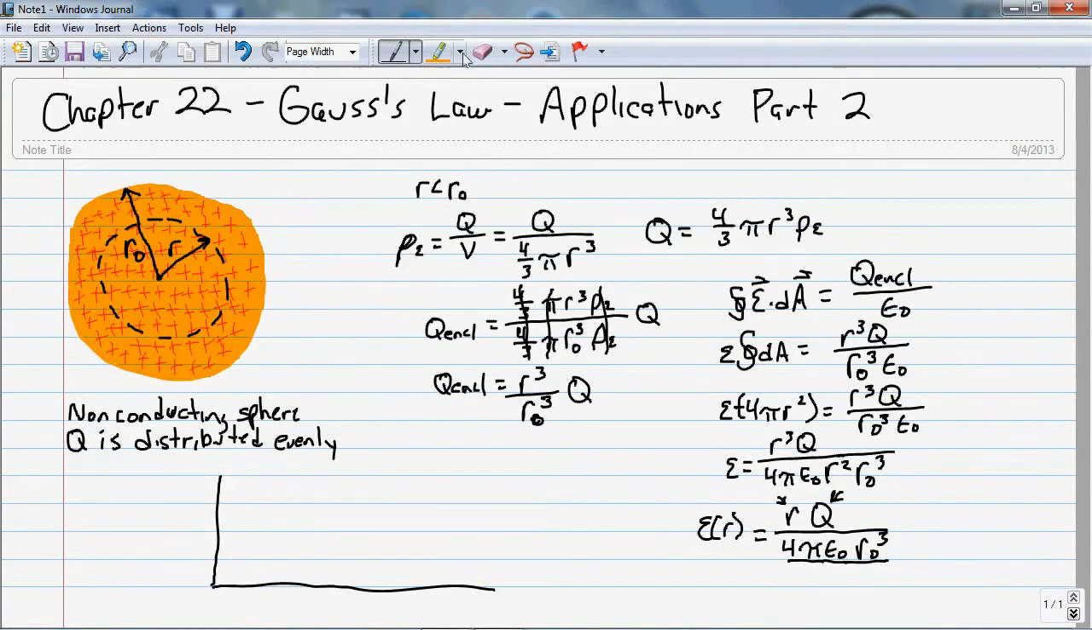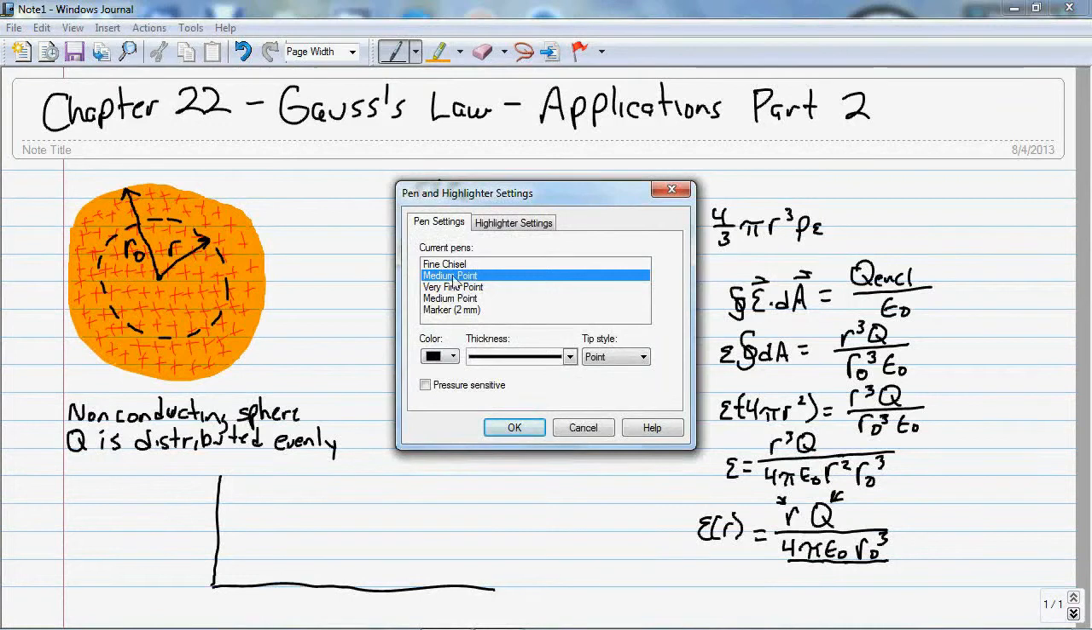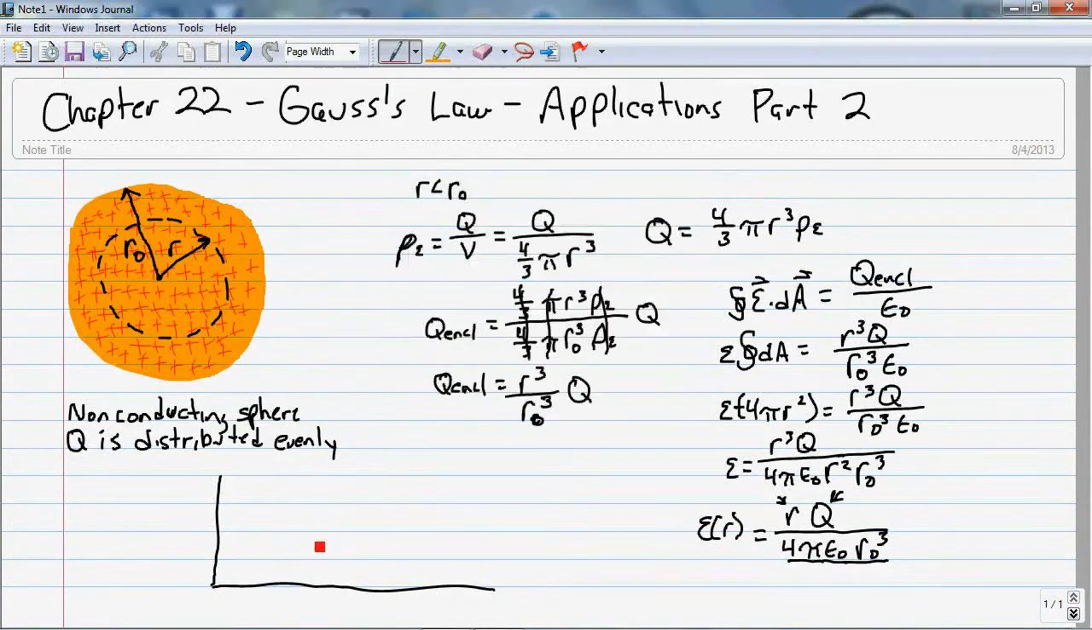So until I get to r naught, I'm going to have a linear function. And the value at this top point is going to be Q over 4 pi epsilon naught r naught squared, because r is going to be equal to r naught, it's going to cancel out one of the r naughts in the bottom, and I have this straight line. And this is consistent with what we would think that value would be.